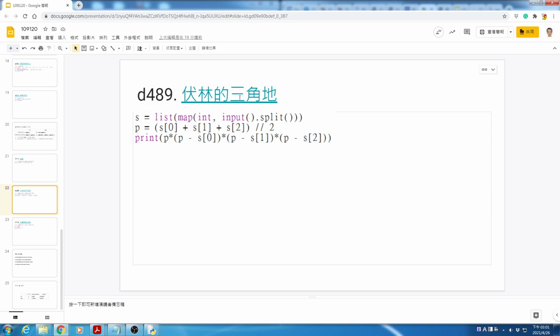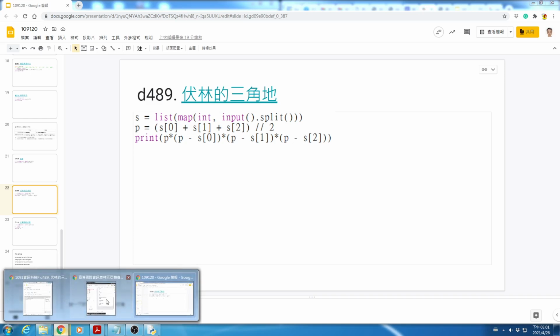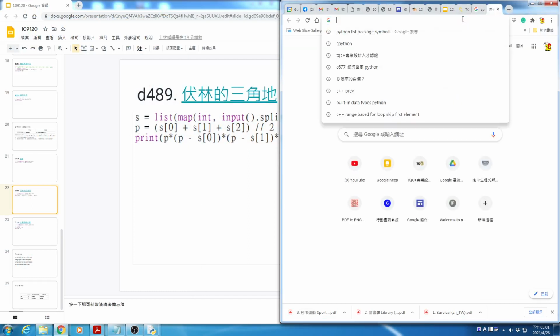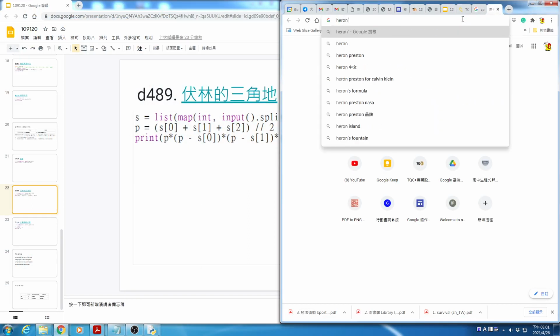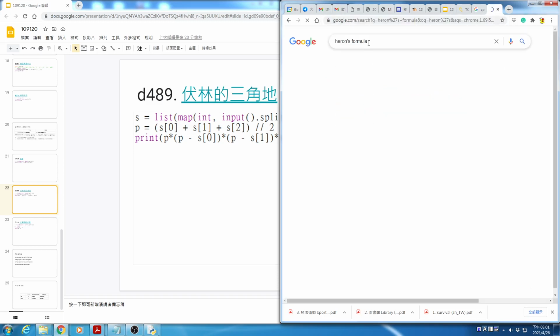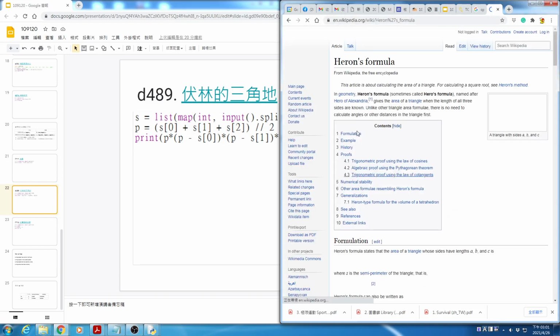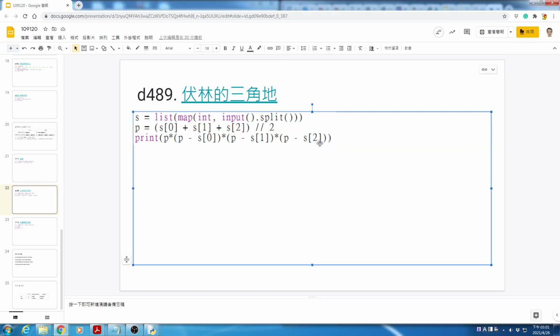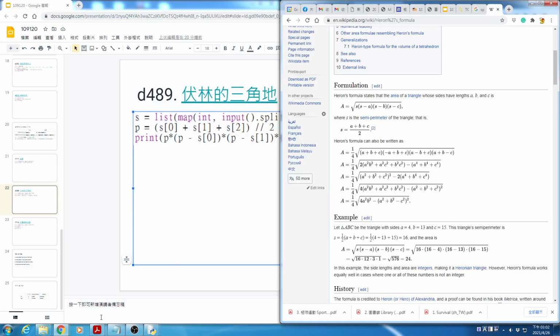But how does it look for this formula right there? If we Google Heron's formula, this is actually what you will see. You have S times S minus A, S minus B, S minus C, instead of this minus S0, minus S1, minus S2. This is ugly, right? Okay? So we change it to something like this.